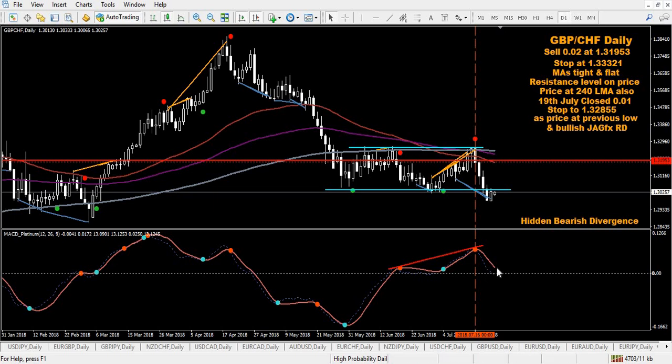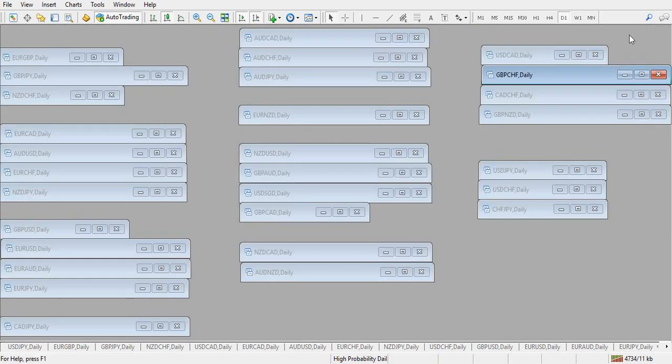Getting the prices, the MACD's getting close to the zero level. You've got your bullish divergence there. That's a support level I drew. I know it's broke below it, but it's possibly holding. So I'm just protecting that. That's a pound Swiss sell.